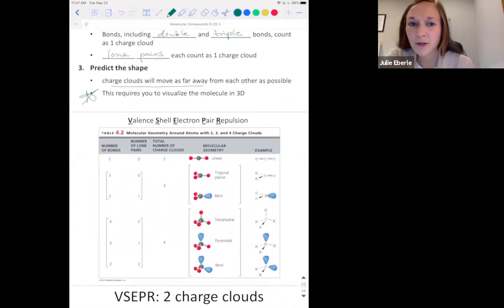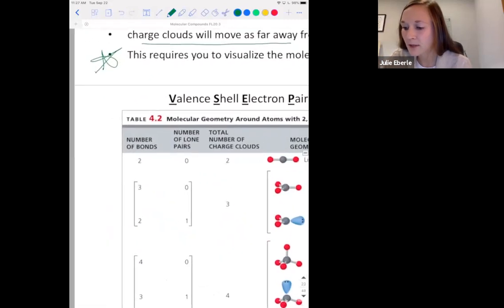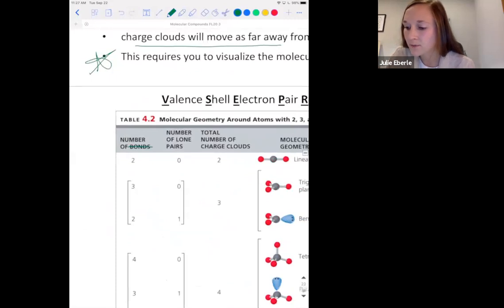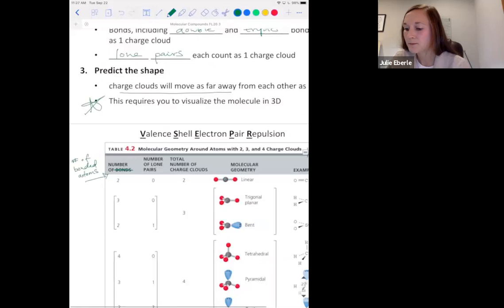But I have a bone to pick with this table. I'm going to edit it. Instead of this saying number of bonds, I wish this said number of bonded atoms. And I'll show you why in just a minute. Number of bonded atoms, okay? So that's the header for this first column.